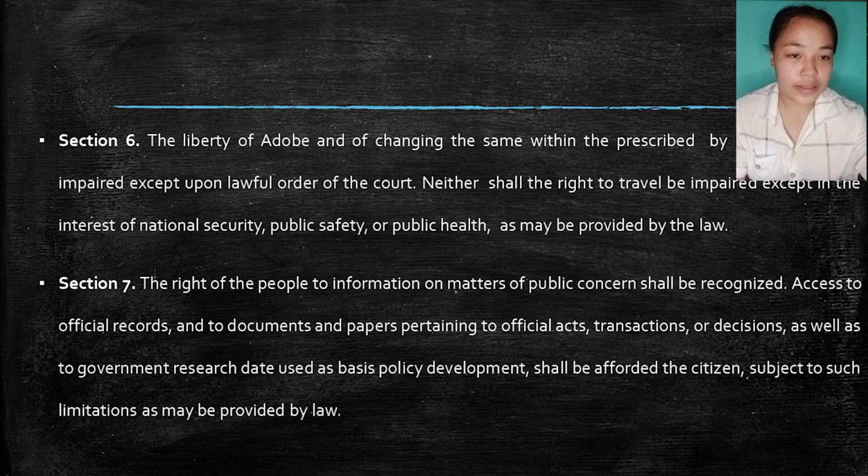Bill of Rights, Section 7, Right to Access Information. The right of the people to information on matters of public concern shall be recognized. Access to official records and to documents and papers pertaining to official acts, transactions, or decision, as well as to government research data used as basis for policy development, shall be afforded the citizen subject to such limitations as may be provided by the law.